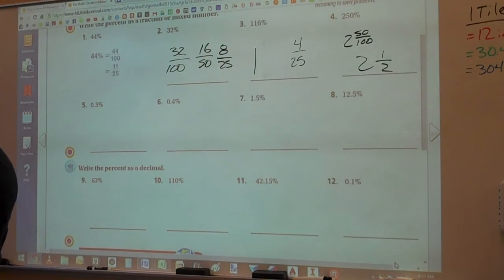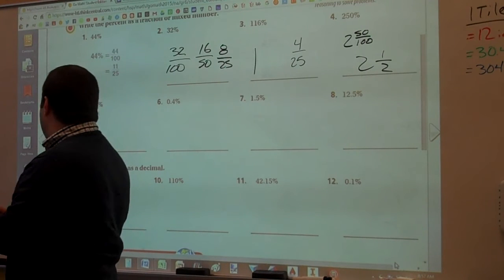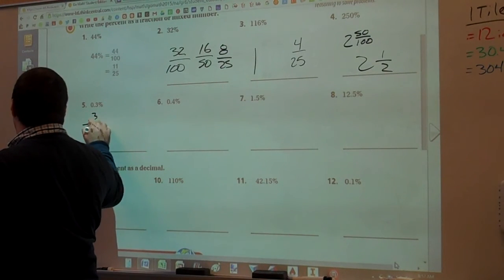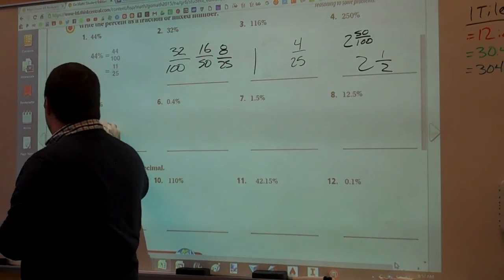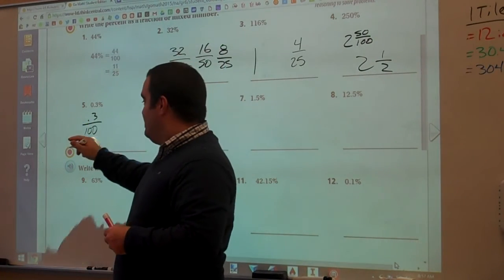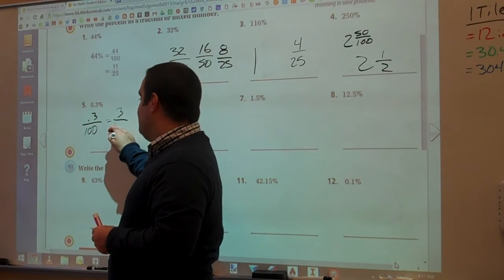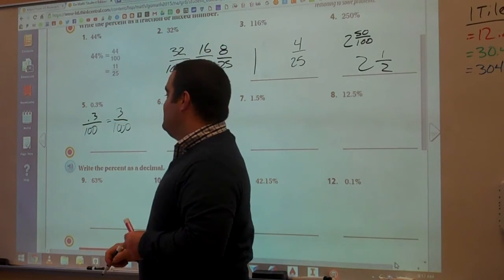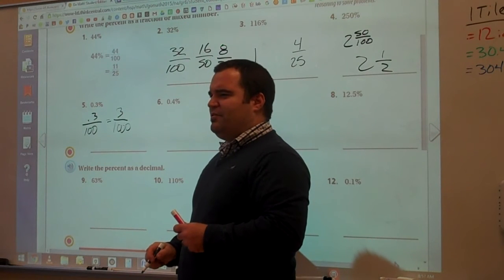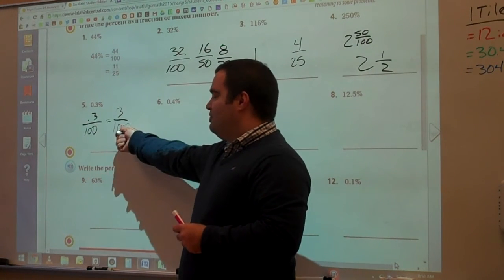0.3%. Roger? Not 3 over 100, because I do 0.3 over 100, but I can't have a decimal up there, so I got to multiply it by 10. That becomes 3 over 1,000. Does 3 go into 1,000 evenly? Final answer.